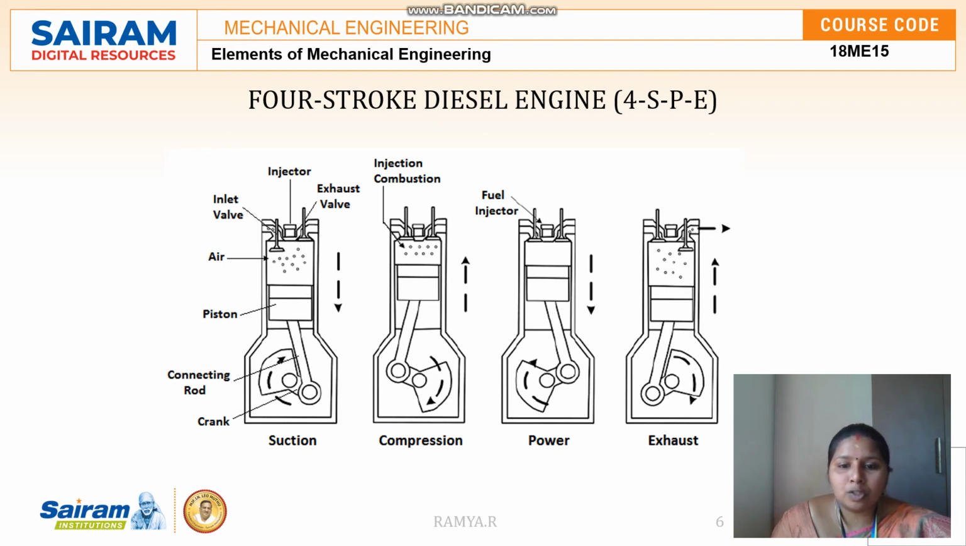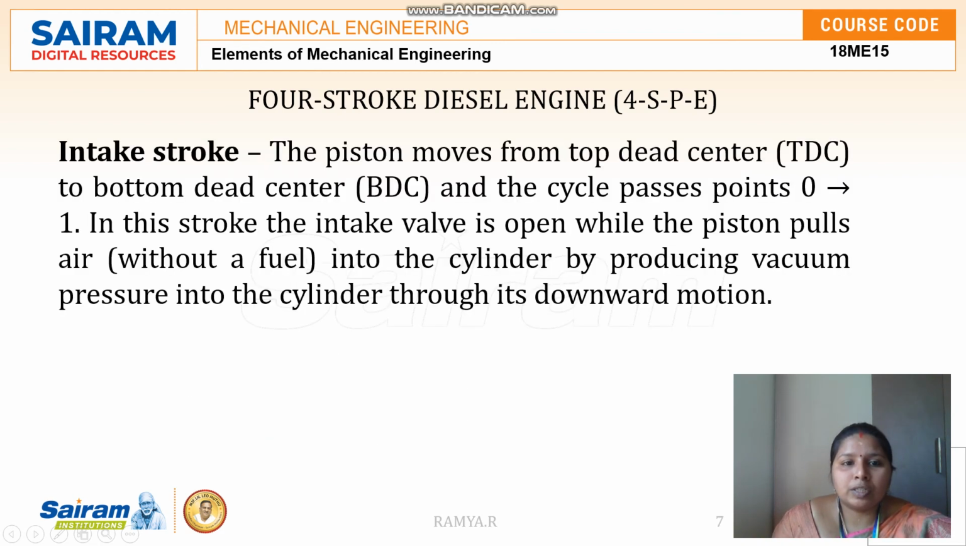So during the power stroke, due to the compression, the air fuel mixture gets ignited. By the time the piston from top dead center moves to the bottom dead center, and at last the exhaust valve is open, and the exhaust gases move out through the outlet valve. Here the piston will be moving from bottom dead center to top dead center, and the crankshaft also completes its second rotation. So this is the four stroke diesel engine.